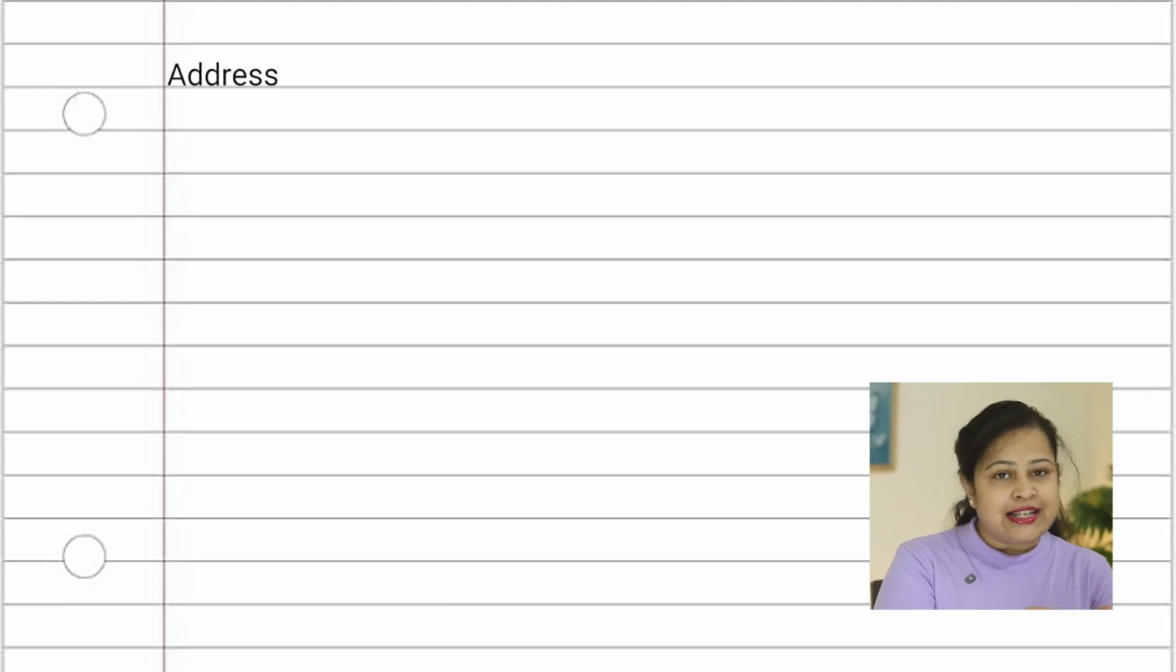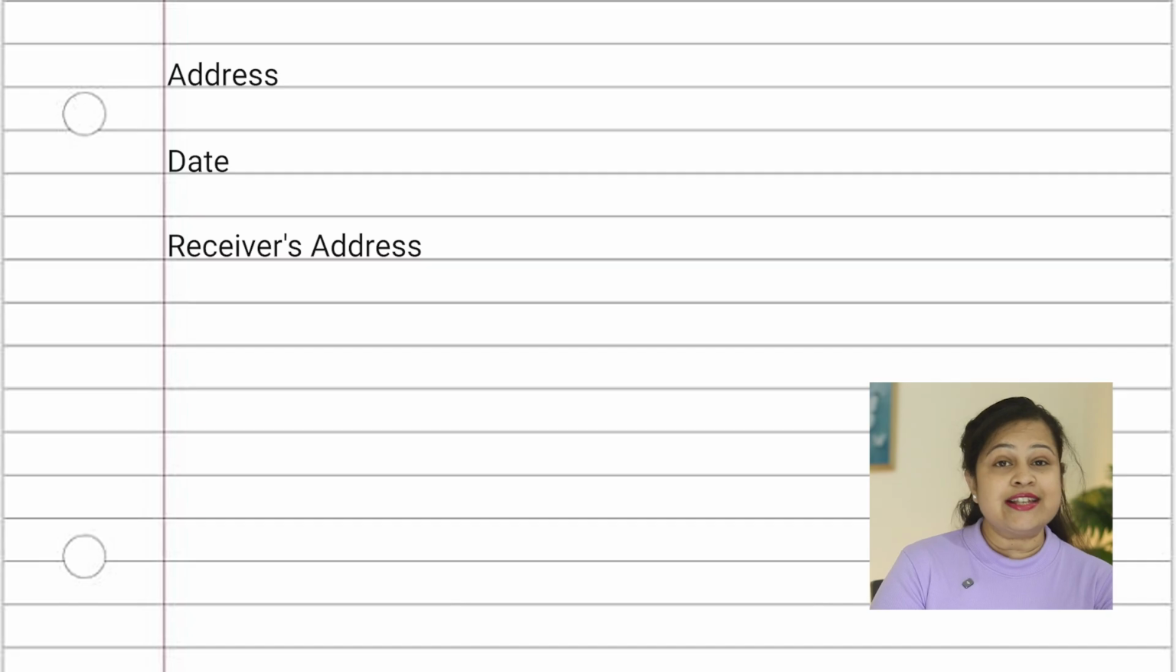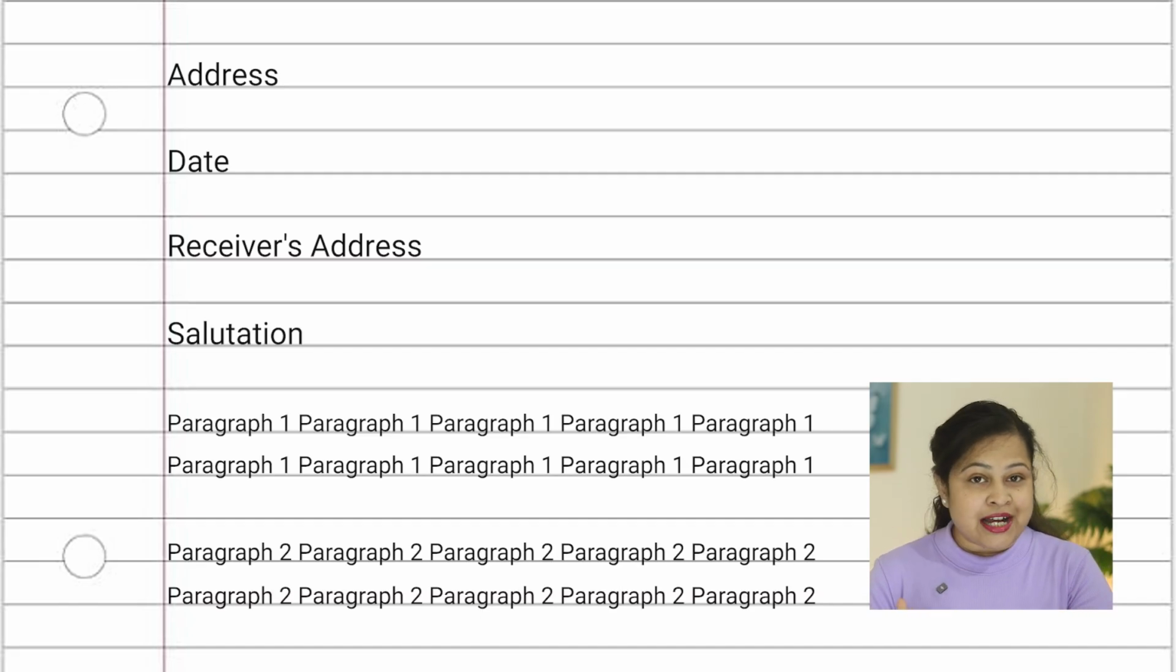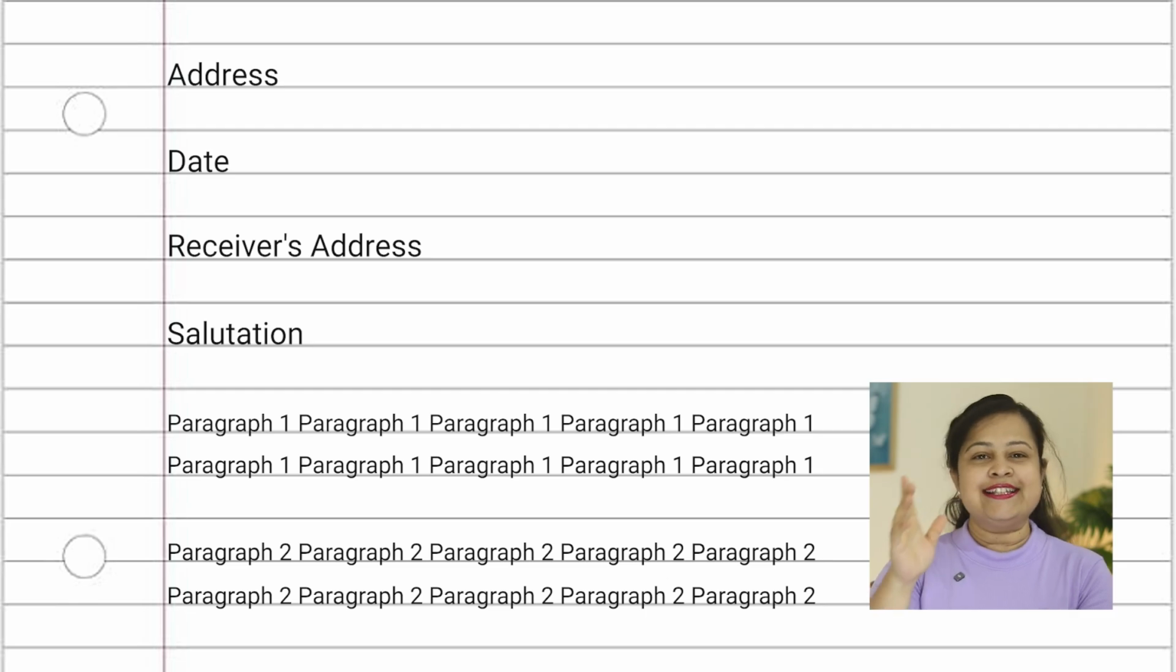And yes, many students get confused about where to leave lines, where to start new paragraphs. So remember the simple rule: leave a blank line after every major part. Address, leave a line. Date, leave a line. Receiver's address, leave a line. Salutation, leave a line. Each paragraph in the body and the subscription. Okay. So in this way your letter will look tidy, and your paragraphs will be clearly separated.